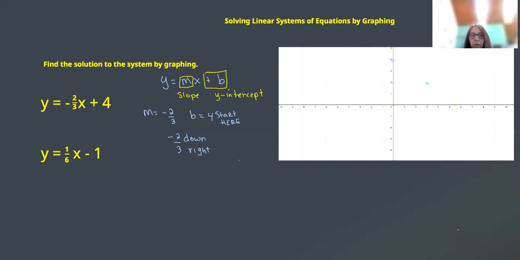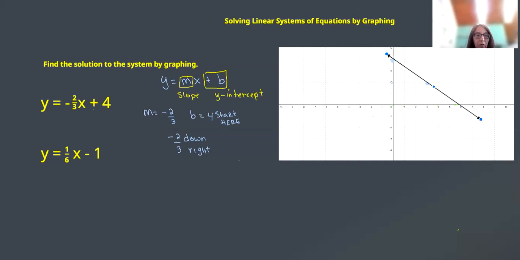So let's make a really nice line here. Okay, so there's about my line for my first graph. It's going down, it's crossing the y-axis at 4. Yay, we're doing good. All right, let's take a look at our next equation.